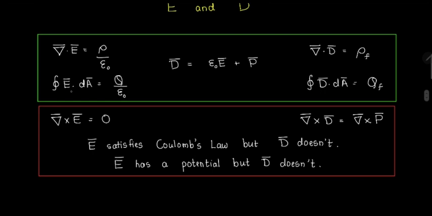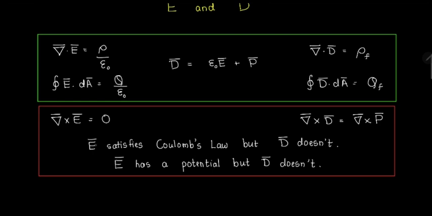Surface integral of E bar will give us q by epsilon naught. This will give us qf. The difference is this one. The curl of electric field is zero, but the curl of electric displacement is not always zero. For this to become zero, you need your polarization to be zero, but polarization need not be zero always. The other difference is this one.